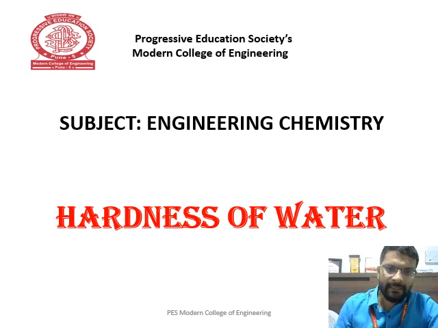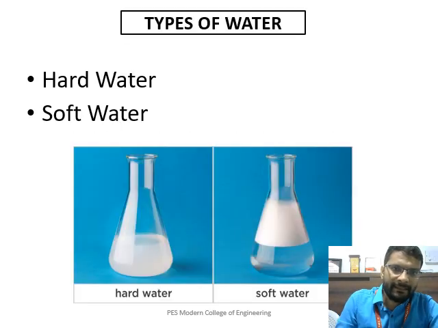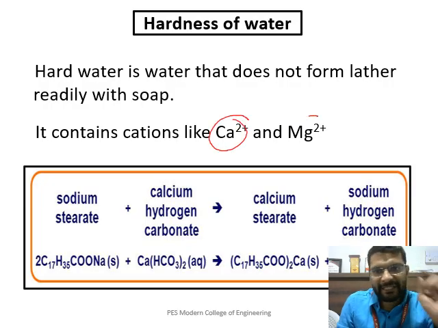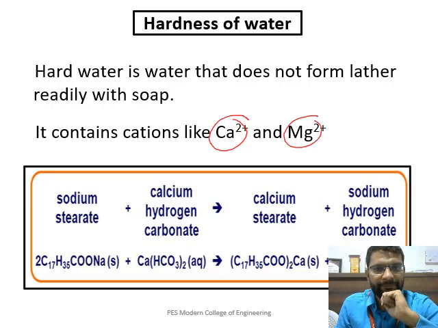In this lecture, we have learned the hardness of water. Water contains hardness due to the presence of some amount of salt in the water, which makes it hard water or soft water. Water contains hardness due to the presence of calcium and magnesium ions.